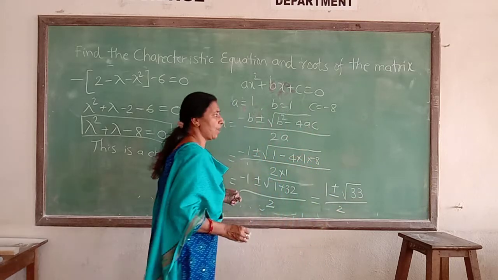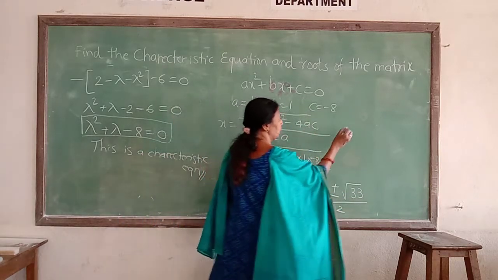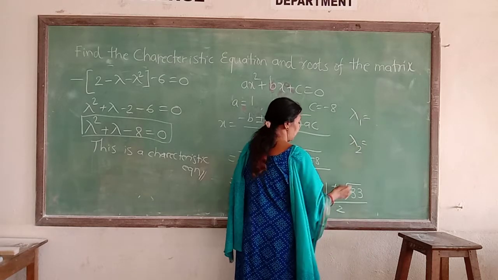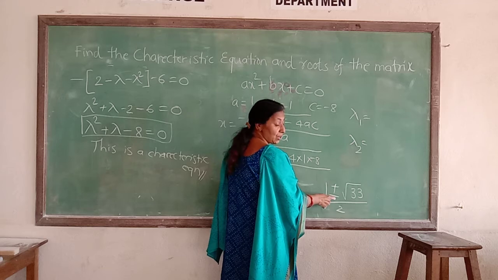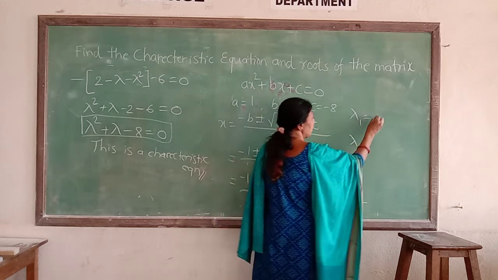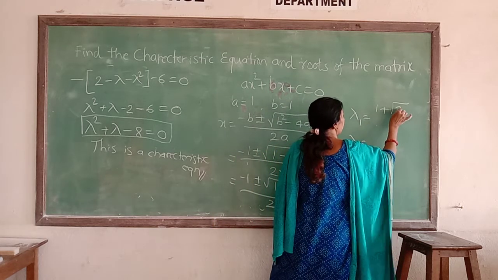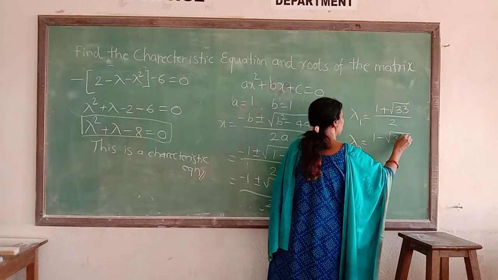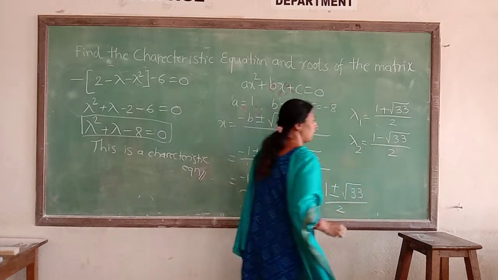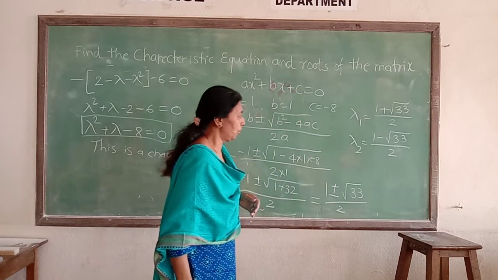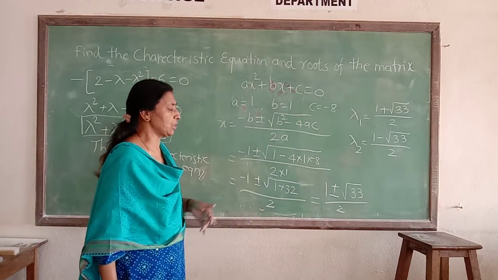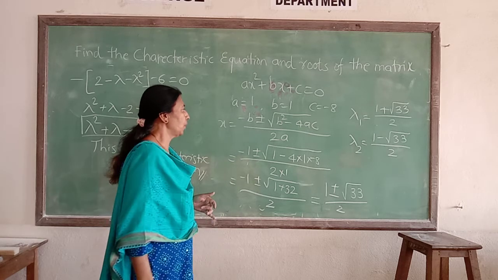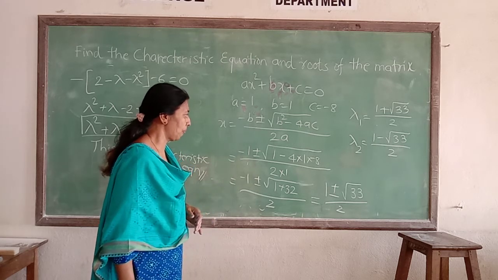So now there are two values. What is lambda 1? What is lambda 2? Lambda 1 is this, lambda 2 is this. That is with plus it is lambda 1, with minus it is lambda 2. That is minus 1 plus root of 33 upon 2, and minus 1 minus root of 33 upon 2. Like this we have two values of lambda. These are called eigenvalues or characteristic roots. Simply roots also we say. Okay.